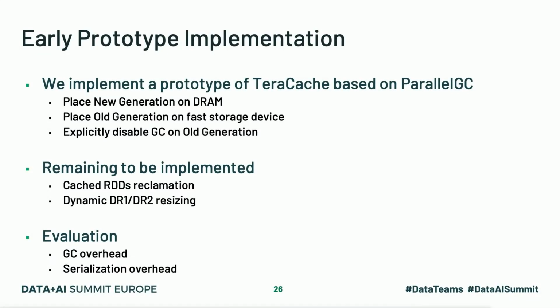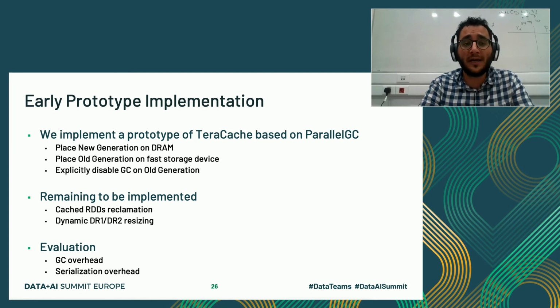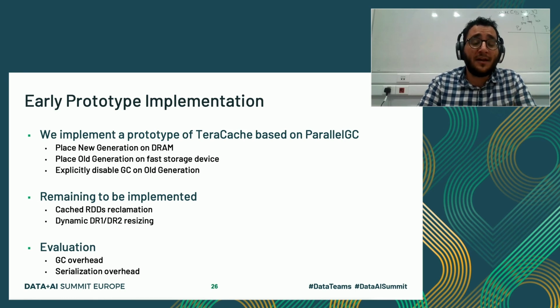Here we show the implementation of TeraCache. We implement a prototype of TeraCache based on the parallel GC of the JVM HotSpot, and we place the new generation on DRAM and the old generation over the fast storage device, and we explicitly disable the garbage collection in the old generation in order to estimate the performance improvement when there is no garbage collection over the cache data. Currently we're working on the cache RDD reclamation mechanism and the dynamic division of DR1 and DR2.